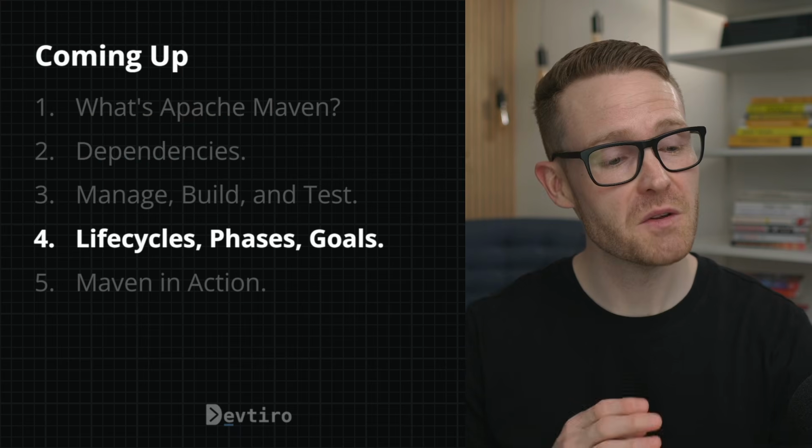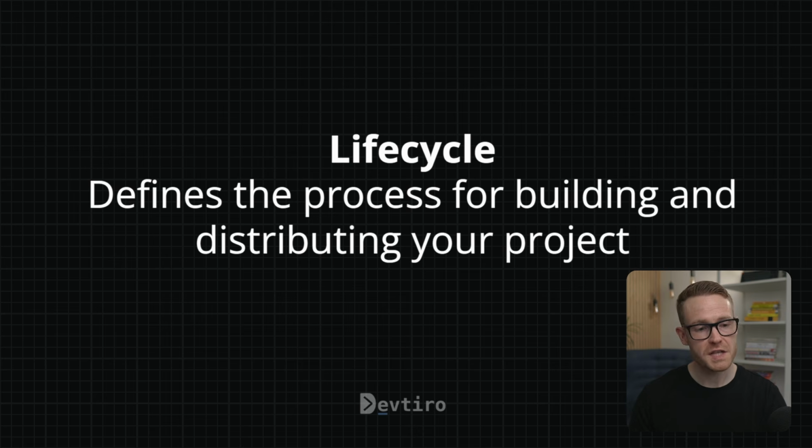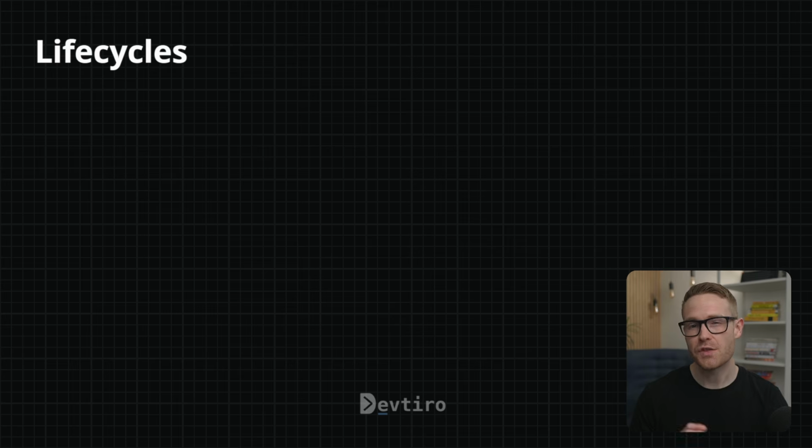And that brings us on to life cycles, phases, and goals. There are three terms that you need to be aware of when you're using Apache Maven, and that's life cycles, phases, and goals. So let's explore each of them in more detail now. And let's start with the life cycle, which defines the process for building and distributing your project. Maven has three life cycles.